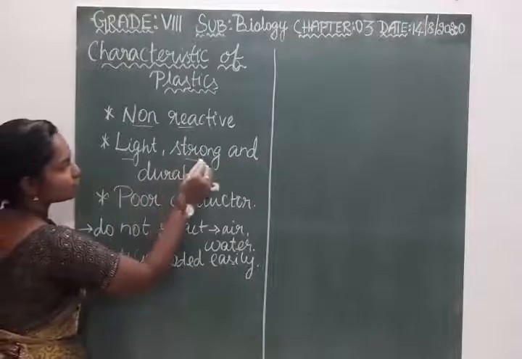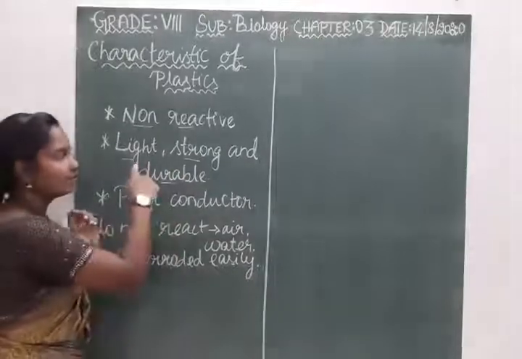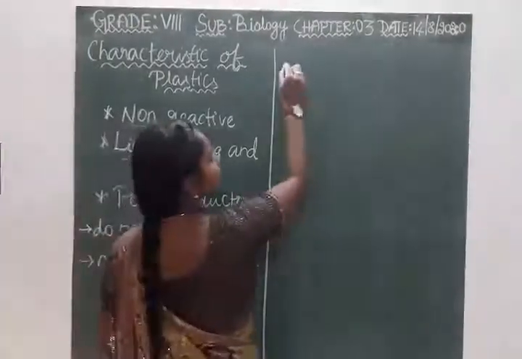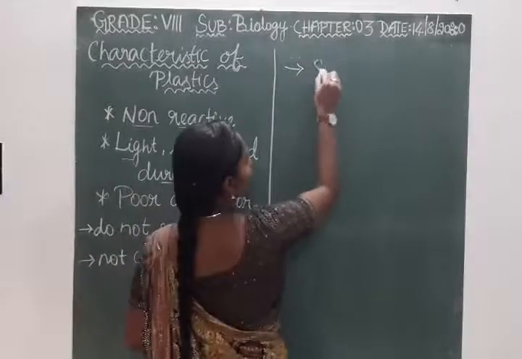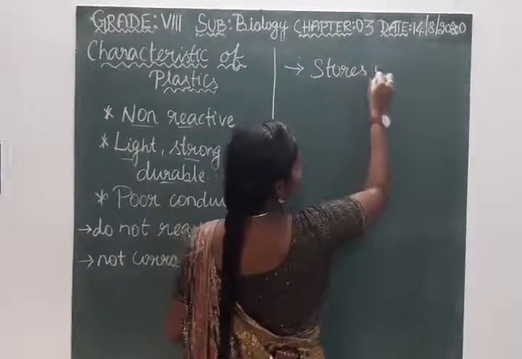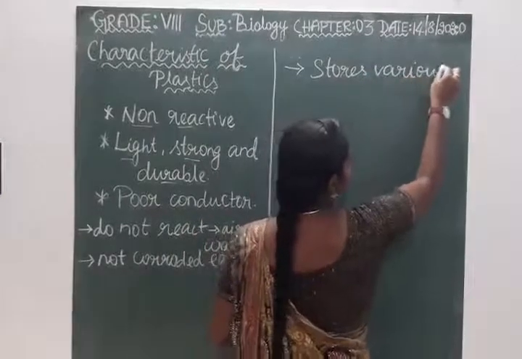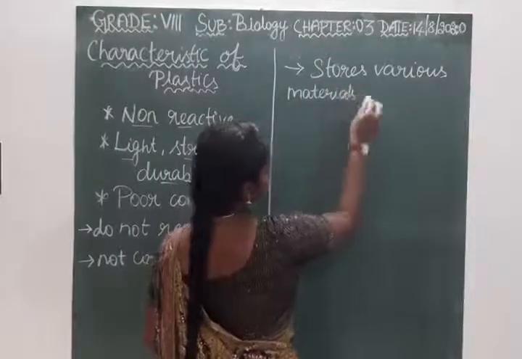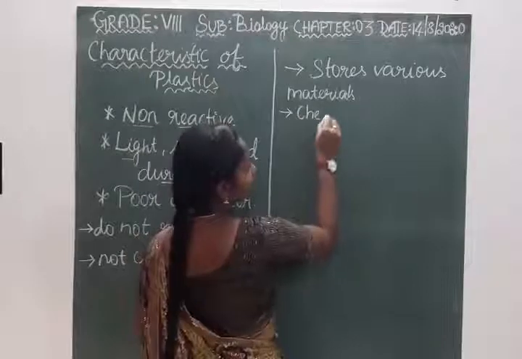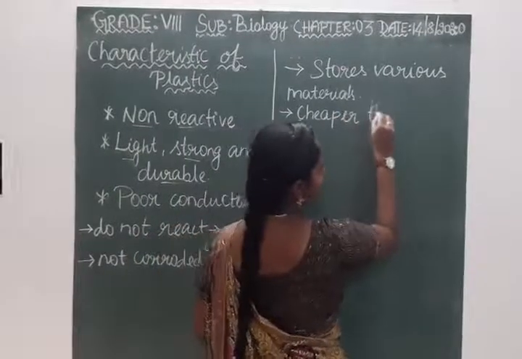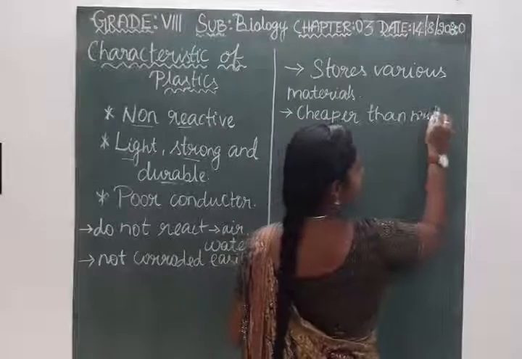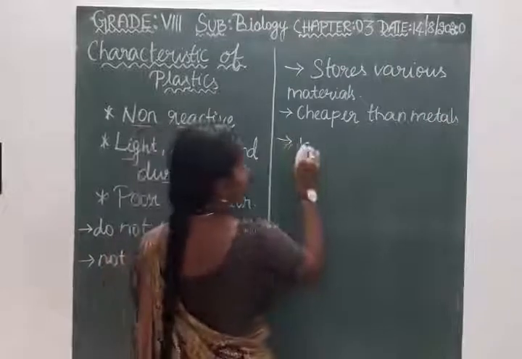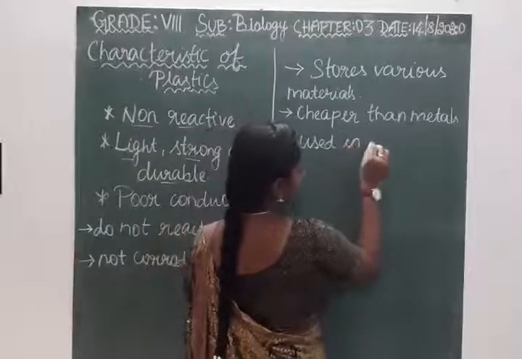And next, light, strong and durable. Plastics are light in weight, strong and durable, which means long lasting. So they are used to store various materials, and they are cheaper than metal. They are also used in industries.